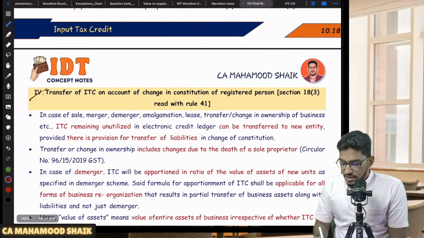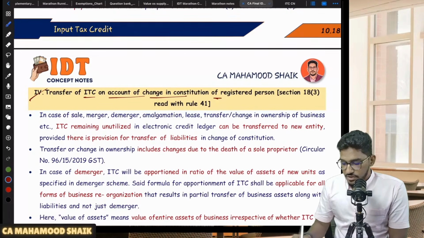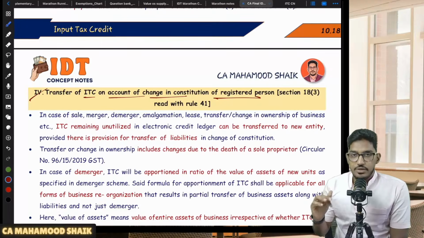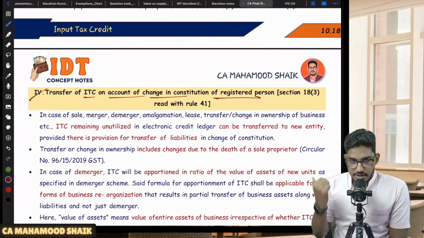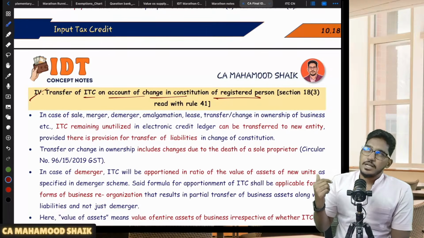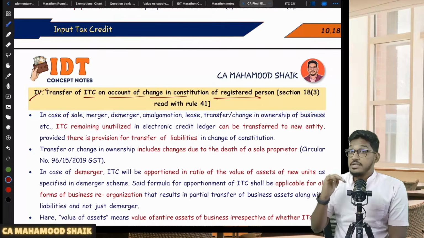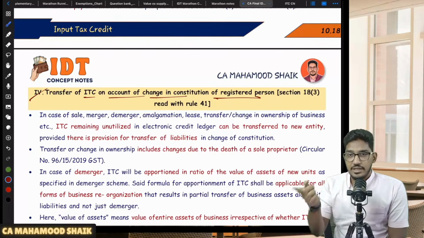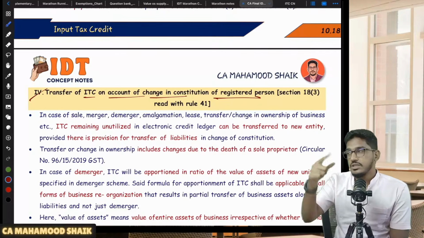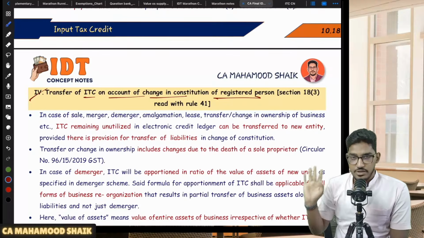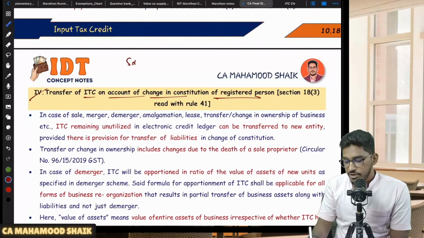And a few more things we have. Transfer of ITC on account of change in constitution of a registered person. In case your business is getting transferred, in case you are selling your business, in case you are amalgamating, in case there is a demerger happening, sir, can I transfer the ITC? Yes, you can transfer your ITC to the recipient. Whoever is a transferee, to that person you can transfer. So if you are selling your business, the transferor can transfer his ITC to the transferee.